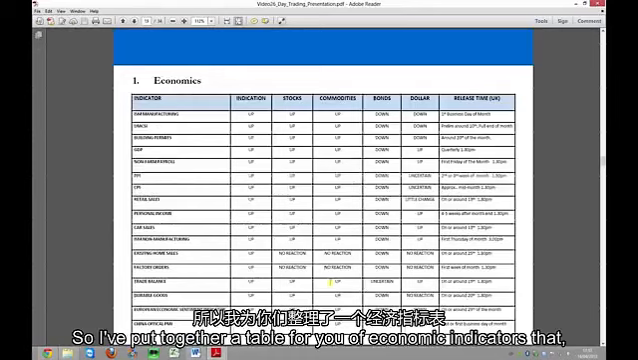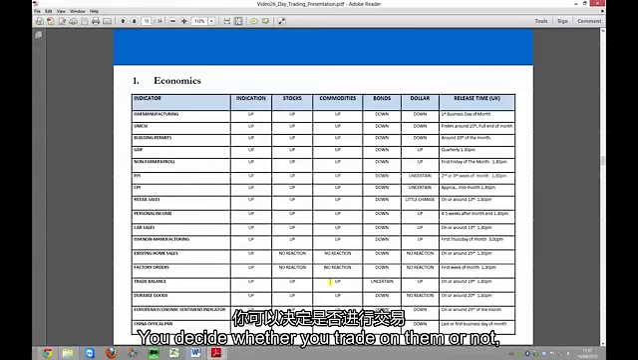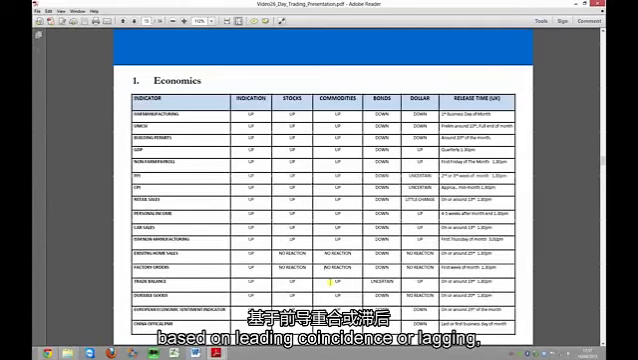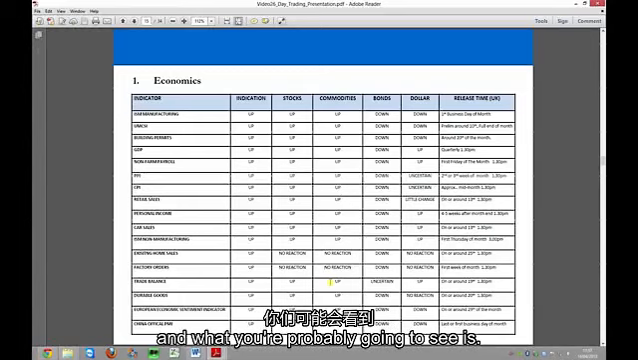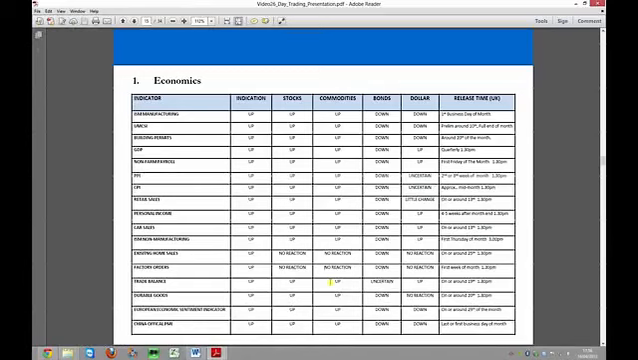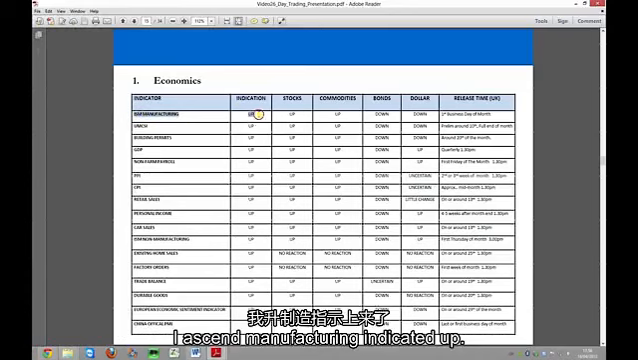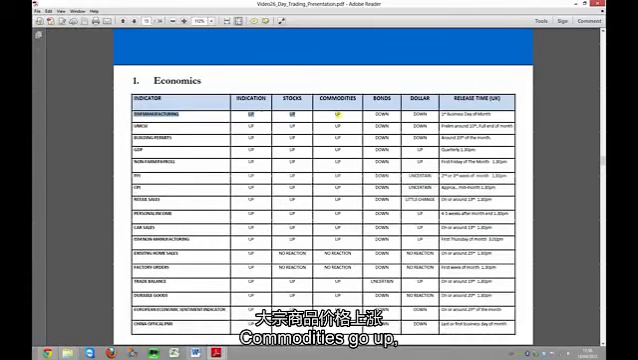So I've put together a table for you of economic indicators that when they come out, you decide whether you trade on them or not based on leading, coincident, or lagging. And what you're probably going to see is an indication of what will happen in the market when these numbers come out, if they're indicated up or down. So when you go through this table, where it's got, for example, ISM manufacturing indicated up, then you're probably going to see stocks go up, commodities go up, bonds go down, and the dollar go down.